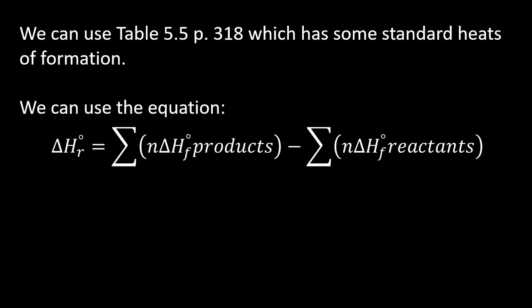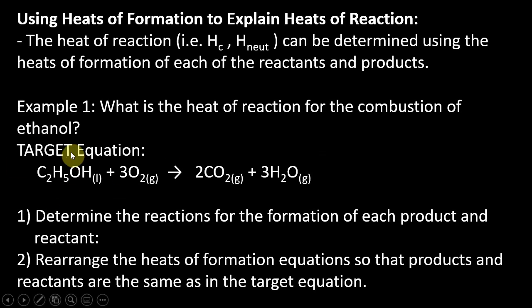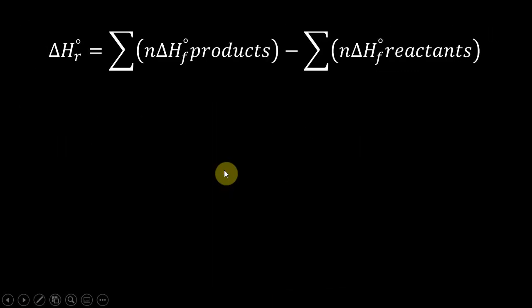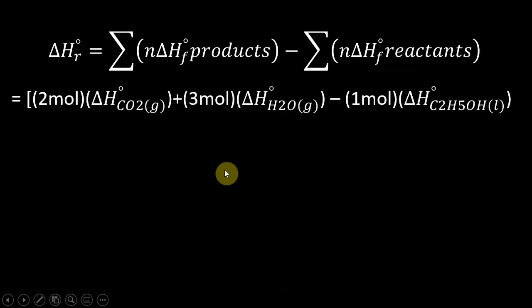Let's go back to our example that I mentioned here. So this is the reaction that we're looking at. We'll remember that heats of formation for elements are 0, so we don't actually have to worry about elements if they come up in our reaction equation. So these are our products, the carbon dioxide and the water. 2 moles of carbon dioxide, 3 moles of water, from 1 mole of ethanol. All right, let's go through this again. Okay, so there's how we set up the equation.